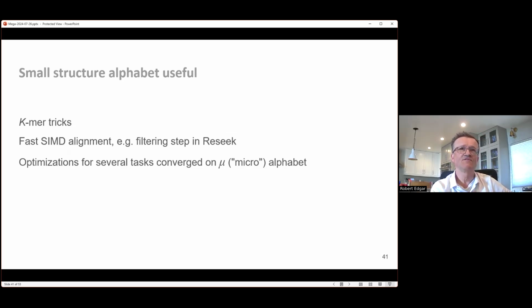It's kind of handy to have small alphabets for various reasons. You can do K-matrix, you can do SIMD parallel alignment tricks. And for several of these things, I tried to optimize the small alphabet, and they actually all converged on the same alphabet, which I call mu.